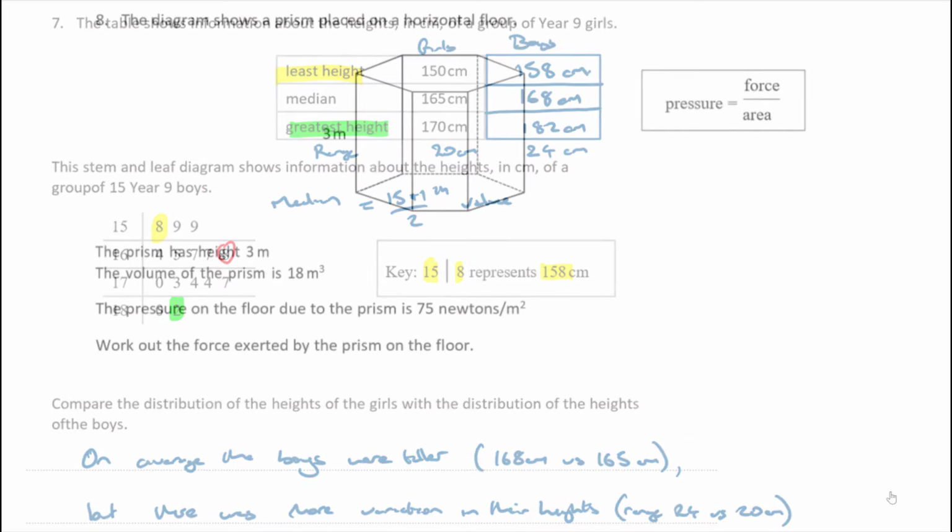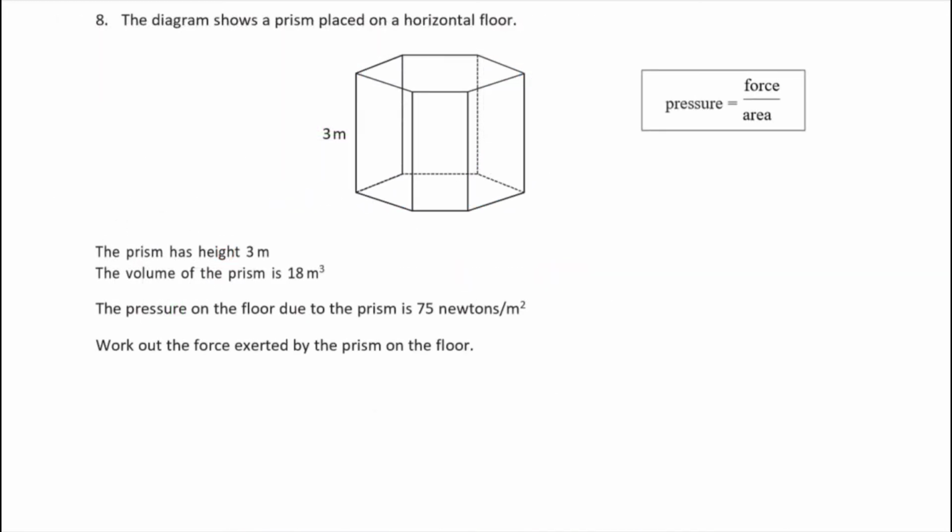Right, done. Question 8. The diagram shows a prism placed on a horizontal floor. The prism has a height of 3 meters. The volume of the prism is 18 cubic meters. The pressure on the floor due to the prism is 75 newtons per square meter. Work out the force exerted by the prism on the floor. Okay. Well, we know that force is part of this pressure formula over here.